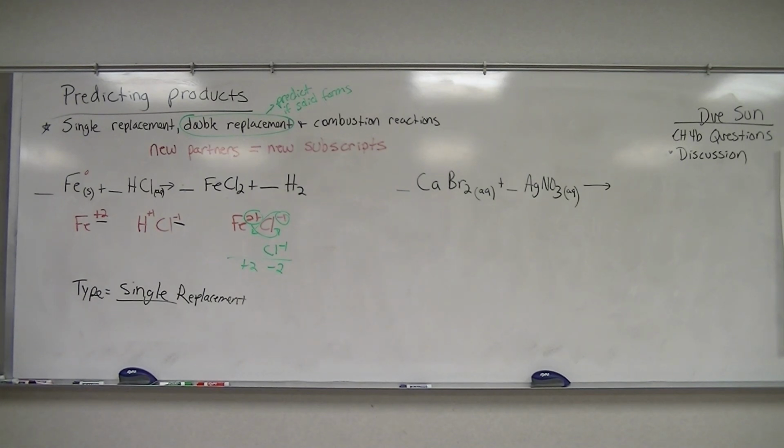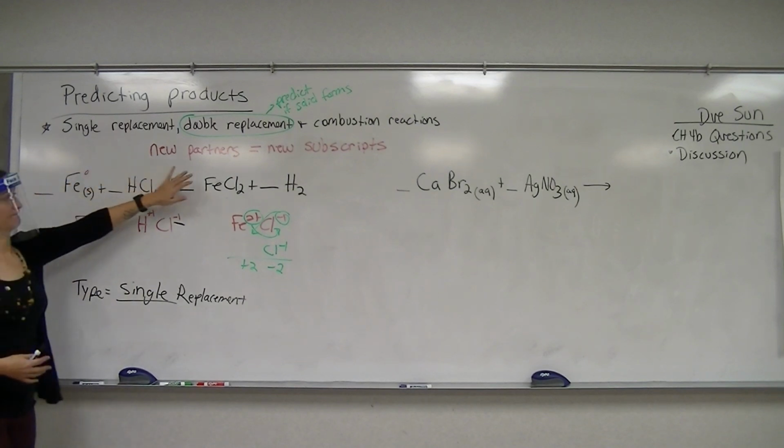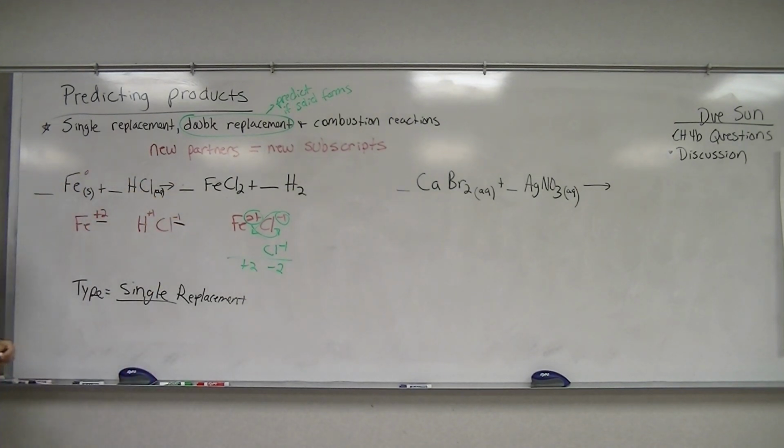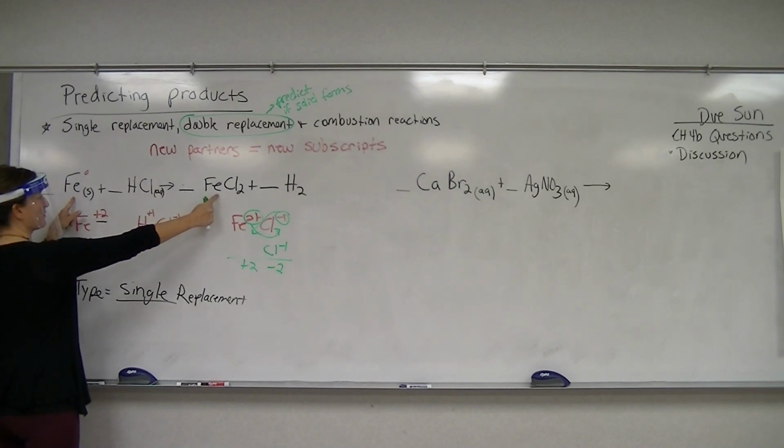But once I have the products, I already know the type is single, I need to balance. So to balance the reaction, we went through the steps last time where we made a list of all the elements and made sure it was the same on both sides. So I'm going to do a shorthand version of that. And what I mean by that is I'm just going to look at what they have directly.